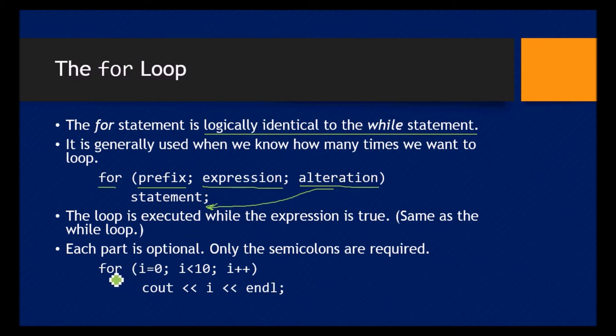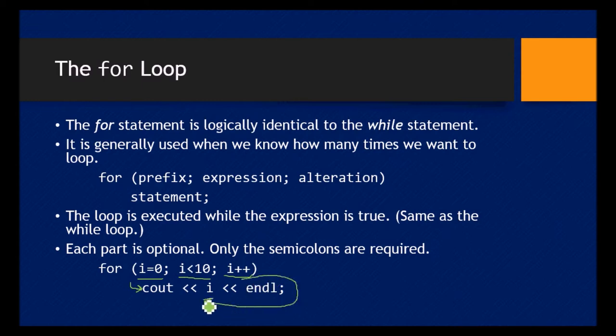So here's an example: for, and we're assuming the variable i has been declared earlier. So i equals zero, there's the prefix. We're initializing the variable i to zero. Then we have the expression part, i less than 10. Is that true? Yes, it is. Zero is less than 10, so this is true. So it enters the loop. It runs the code, displays i, displays a new line. And then this alteration code runs at the bottom of the loop body. So i plus plus increments i to 1, and then it loops back up and does the expression test again. It does not repeat the prefix.